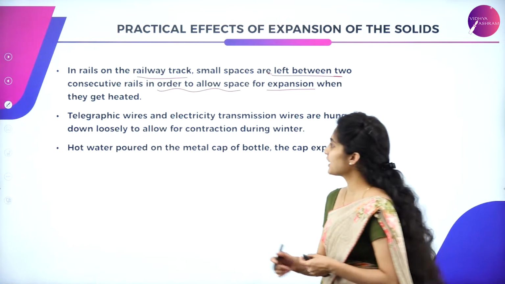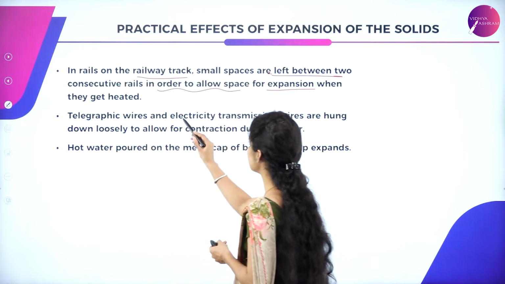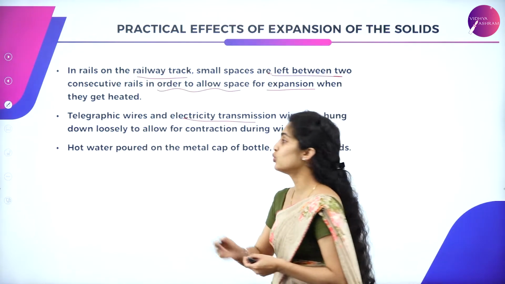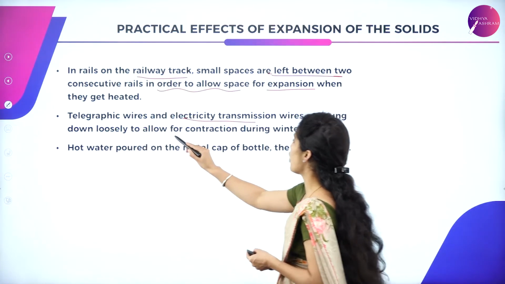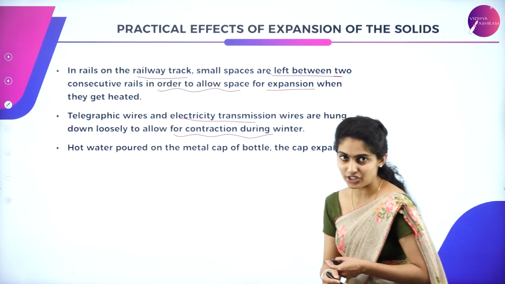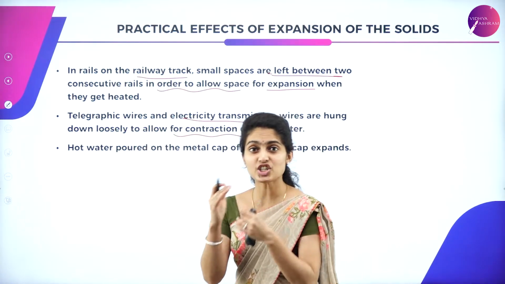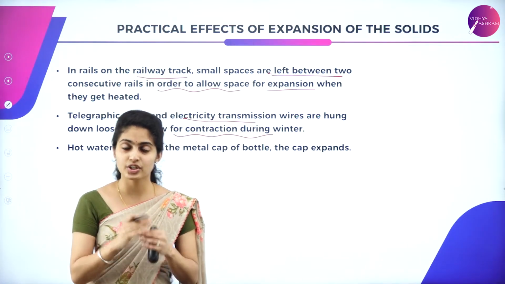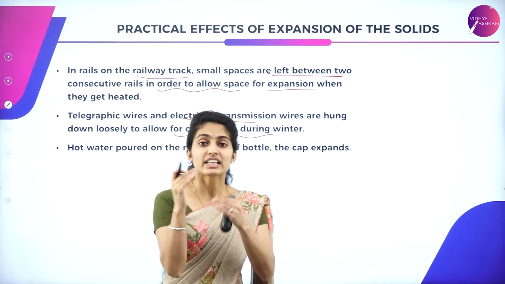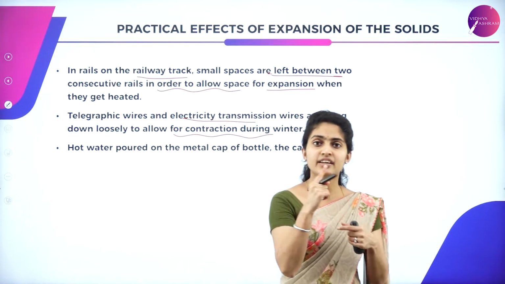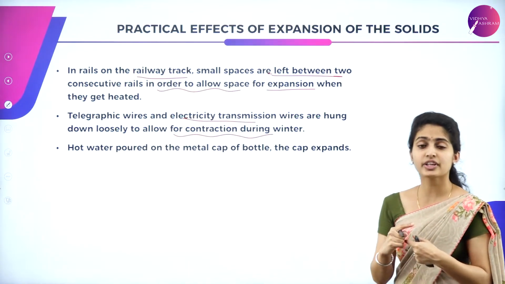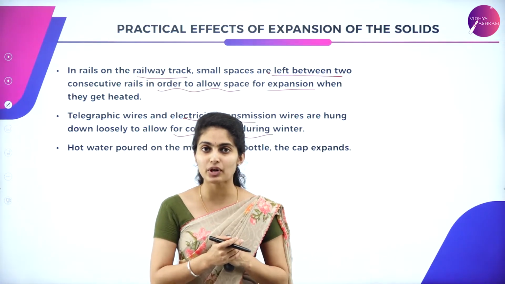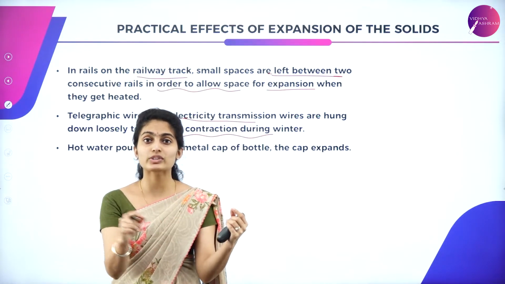And the next point is telegraphic wires and electricity transmission wires are hung down loosely to allow for contraction during winter. So during winter, that is change in the temperature. Okay, I'm not telling only increase in temperature. This is always used for the changes in temperature. It might be increase or decrease in temperature. So what happens to the electrical wires or the telegraphic wires which are hung down? They are loosely hung down.